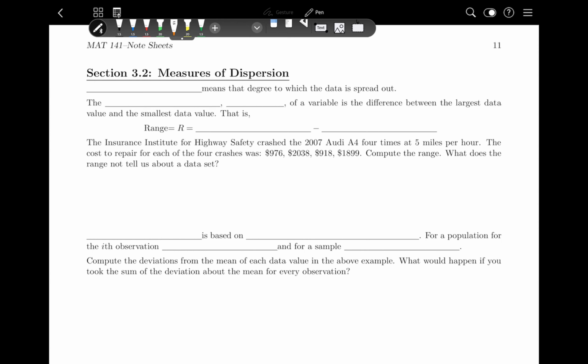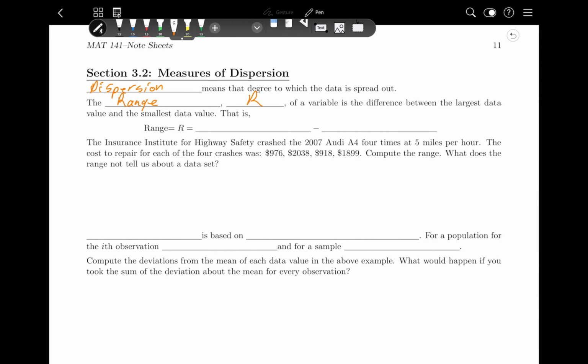Dispersion means the degree to which the data is spread out. So that's all that word means. How spread out is your data? One way to measure that is called the range, which we denote with a capital R.